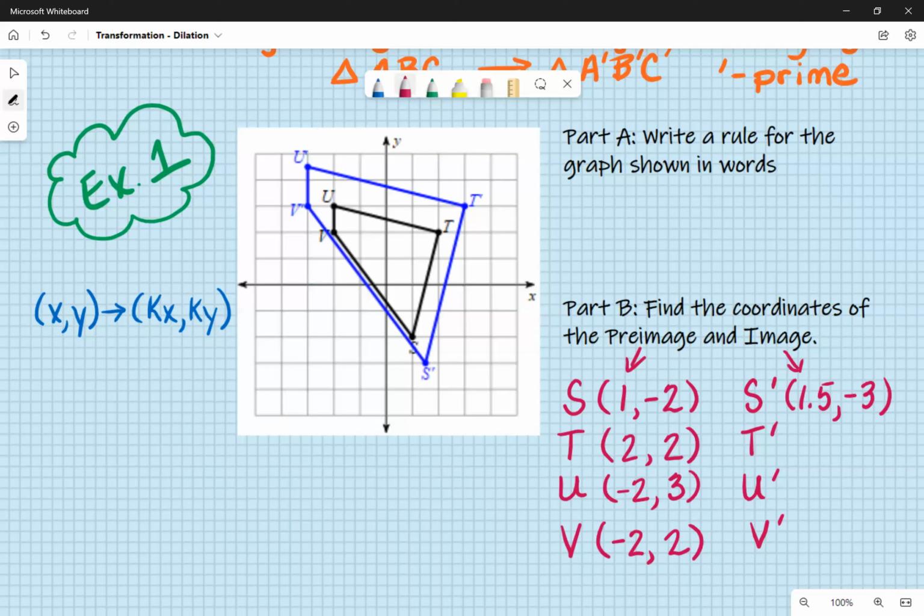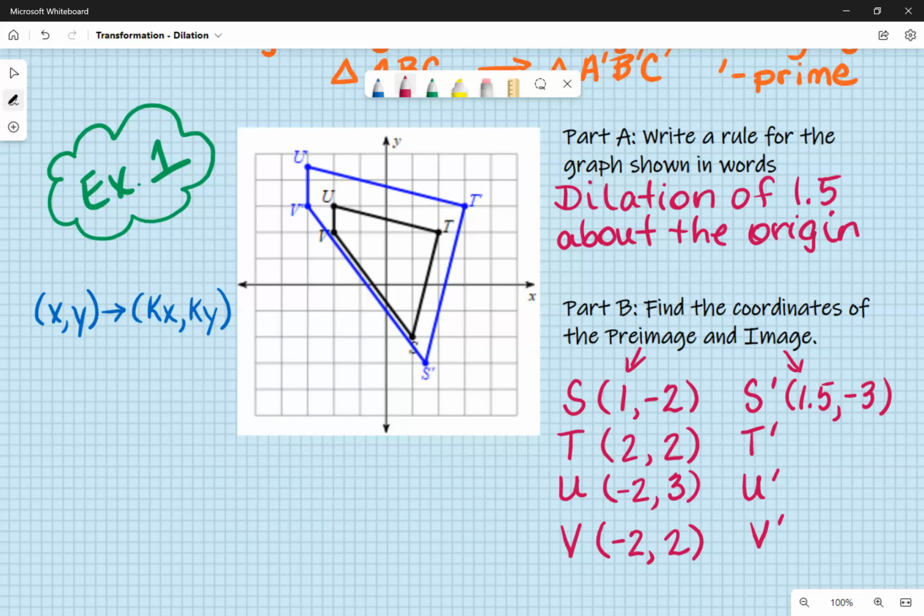So that allows me to go ahead and finish. I can write a rule for the graph shown in words, which is what part A asked for. Let me go ahead and do that. We know it's a dilation because that's what this video is about. We had to figure out the scale factor, which is 1.5, and we also need to know where the center is. So it's about the origin.